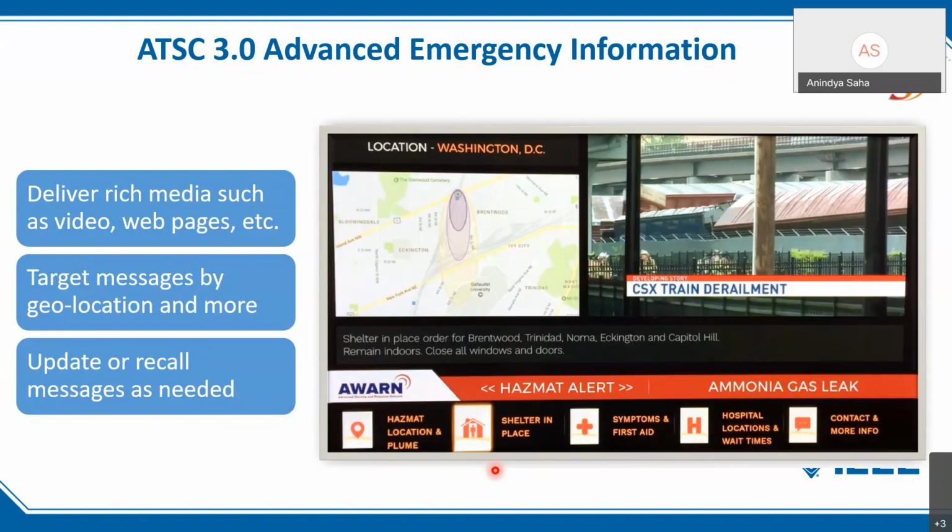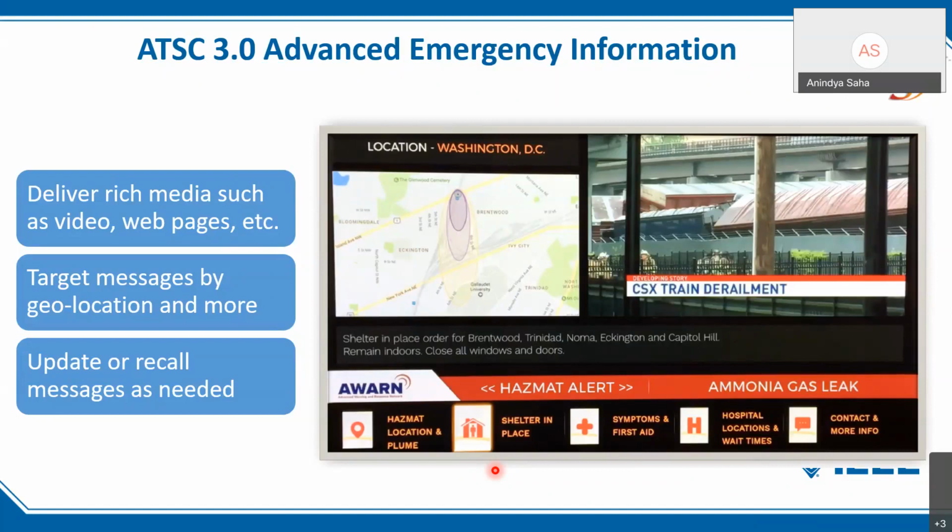Under such circumstances, one of the important things is how to make sure you reach out to the first responders and other people who don't have broadband networks. To enable that, ATSC 3.0 has introduced what is called the advanced emergency information ability. This is also enabled by the bootstrap, which I'll describe in the next slide. What it allows is geolocation targeted messages. It can tell where a certain event has happened and also bring you the rich media associated with it.